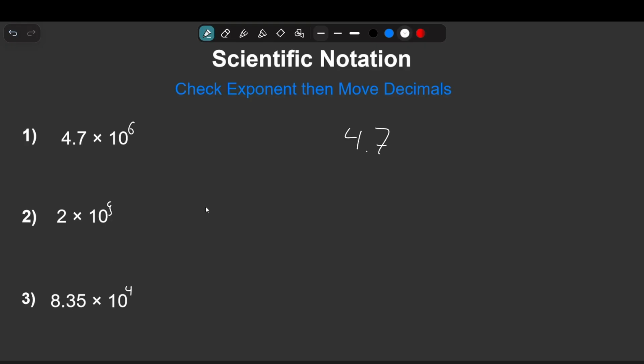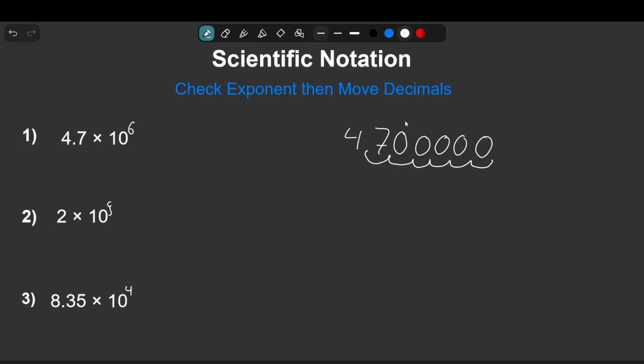Now all we have left to do is look at our exponent and move the number of places to the right that the exponent tells us to. We have an exponent of 6, so we're going to move our decimal 6 times to the right like this. 1, 2, 3, 4, 5, and 6. Now you can fill these empty spaces up with zeros like this, and you will get your final answer.